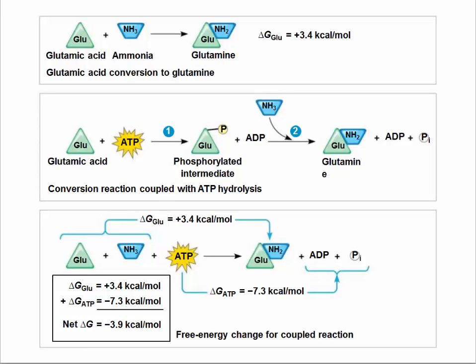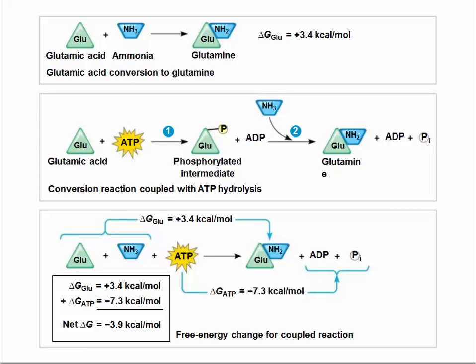But in the center, what you see is glutamic acid with ATP becoming a phosphorylated intermediate plus ADP, and then you add ammonia to it, and what you get is glutamine plus ADP plus phosphate. So when you couple this reaction with ATP hydrolysis, that's what happens.